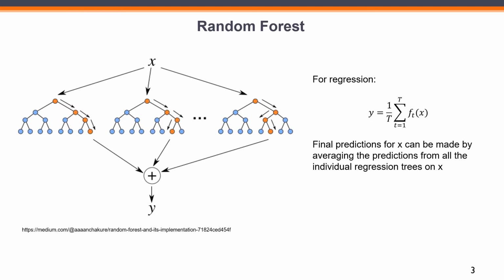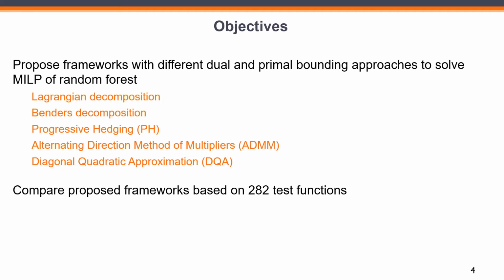Random forest is a combination of decision trees that can be modeled to map the relationship between input and output data. Random forest models consist of a large number of individual uncorrelated decision trees as an ensemble and generate their predictions using the expected value of individual decision tree predictions. For regression, the final predictions for X can be made by averaging the predictions from all the individual regression trees on X. The random forest decision tree structure allows it to be formulated as a mixed integer linear program.